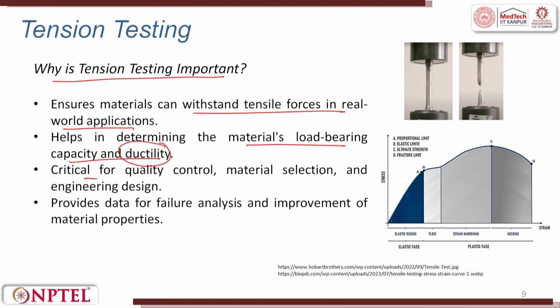It is critical for quality control, material selection, and engineering design, and it provides data for failure analysis and improvement of material properties. So that is how the stress strain diagram is developed. This is a stress strain diagram for a ductile material. Typically, this is for mild steel.